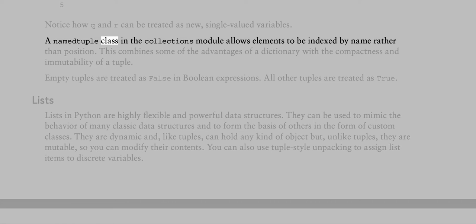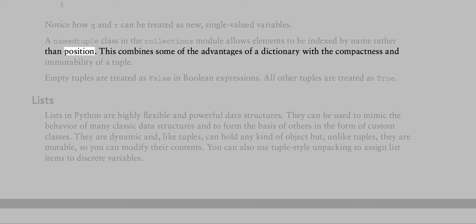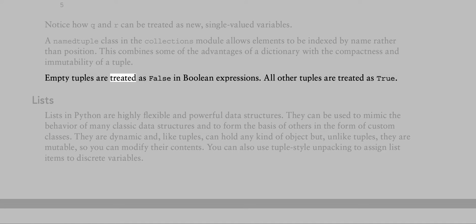A namedtuple class in the collections module allows elements to be indexed by name rather than position. This combines some of the advantages of a dictionary with the compactness and immutability of a tuple. Empty tuples are treated as false in Boolean expressions. All other tuples are treated as true.